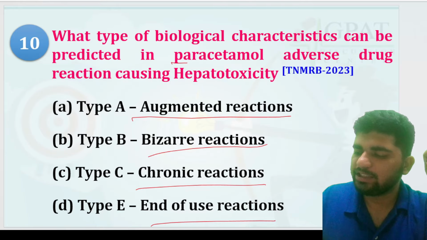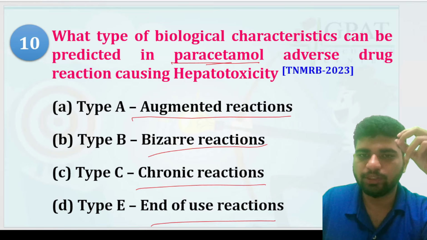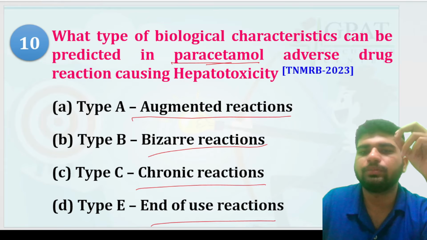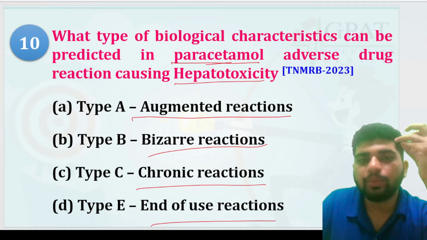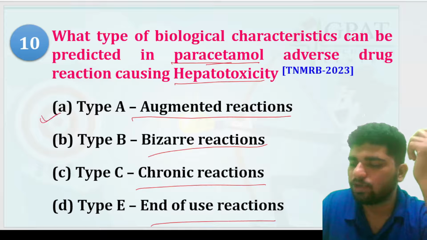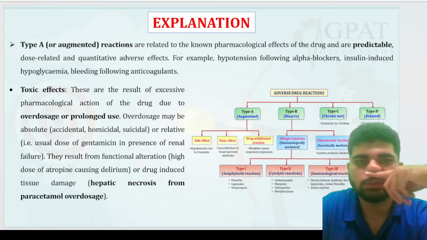So, paracetamol particularly should be a dose. There should be a dose. So, 500 mg of the paracetamol causing the hepatotoxicity. That is a predicted form of adverse drug reaction. So type A, that is augmented reaction, will be the correct option. Okay, sure.